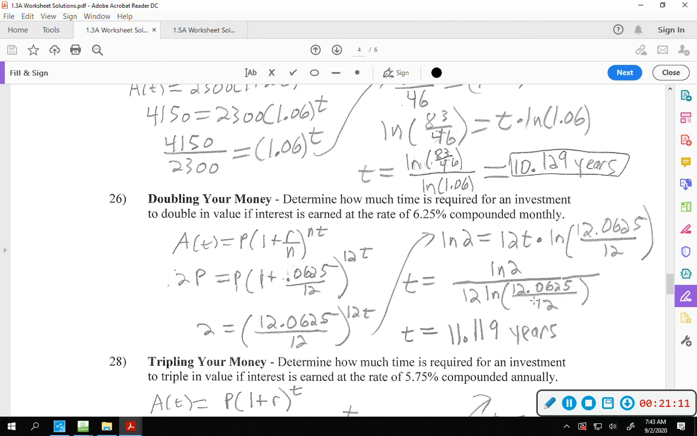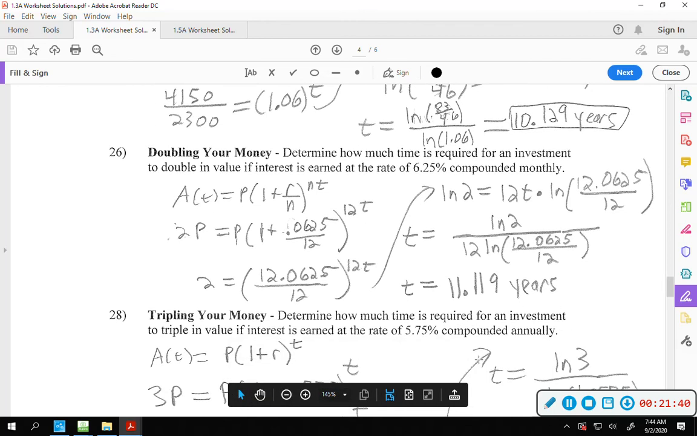Be careful. Make sure you parenthesize the numerator, and parenthesize the entire denominator when you type it into your calculator. You should definitely practice this. Don't just look at this and say, oh, that's the answer. Practice. Because if you don't get this answer, it's probably just because you're not typing it in correctly. Make sure you parenthesize the denominator and the numerator whenever these numerators and denominators get more complicated. Okay? And you get 11.119 years.